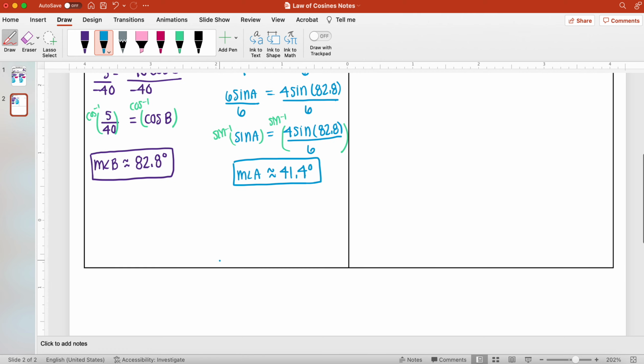And now to find my last angle measure, all I have to do is subtract both of those from 180. So I have 180 minus 82.8 minus 41.4. And when I do that, 180 minus 82.8, I get 97.2 minus 41.4, and I get 55.8 degrees.